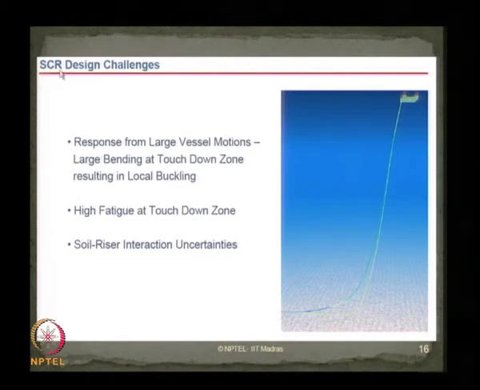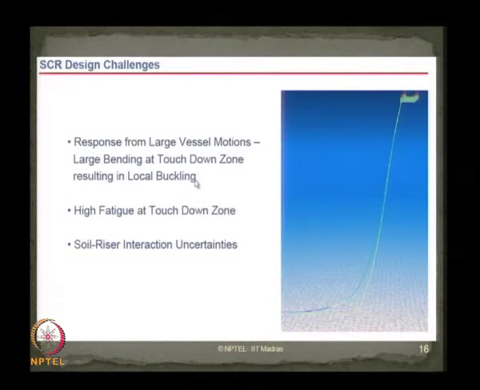When these kind of risers are attached to large vessels which have large vessel motions, then they result in large bending at the touchdown point. Ladies and gentlemen, the point where the riser touches the sea floor is called the touchdown point or the touchdown region. Generally, at the touchdown region, it is subjected to large bending, which results in local buckling of the riser.